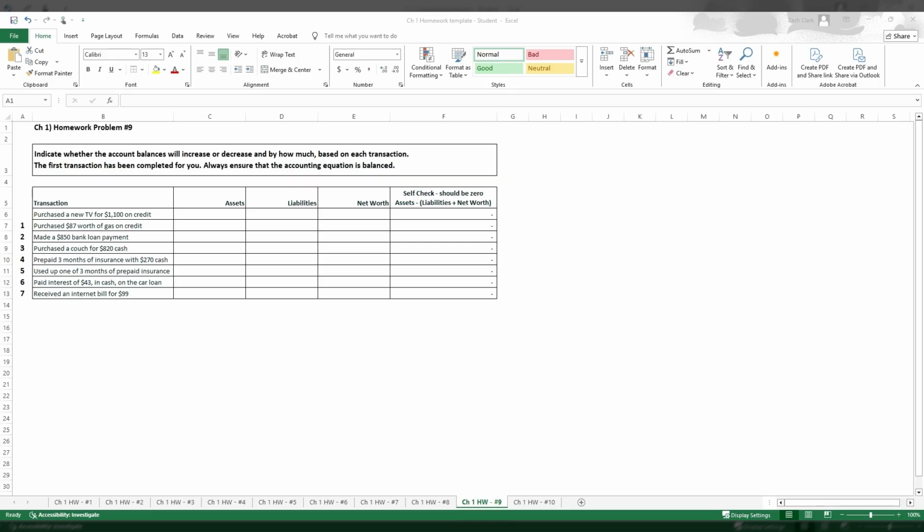All right, in homework problem number 9, we need to indicate whether the account balance will increase, decrease, by how much, so on and so forth. The first transaction, I guess I removed that out of there, but we'll do this together, so that will be fine. And the check, again, is that we continuously, time and time again, do this process of ensuring that assets equal liabilities plus net worth.